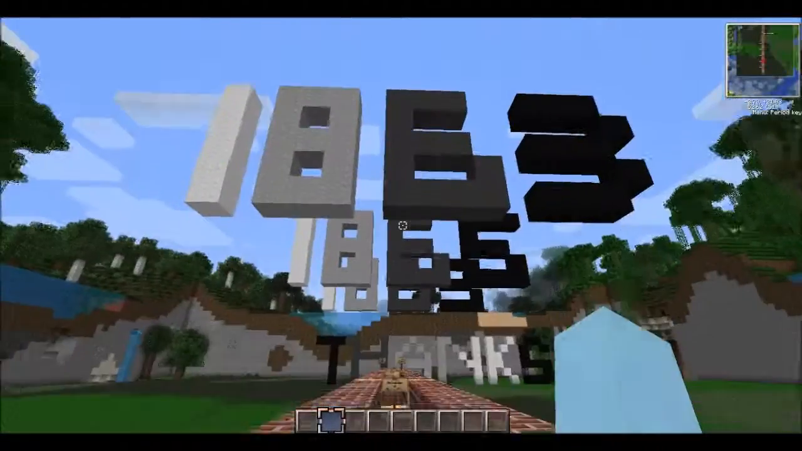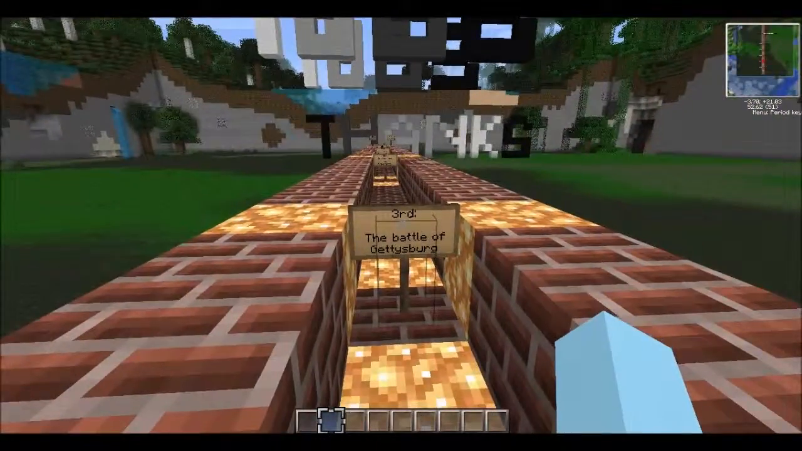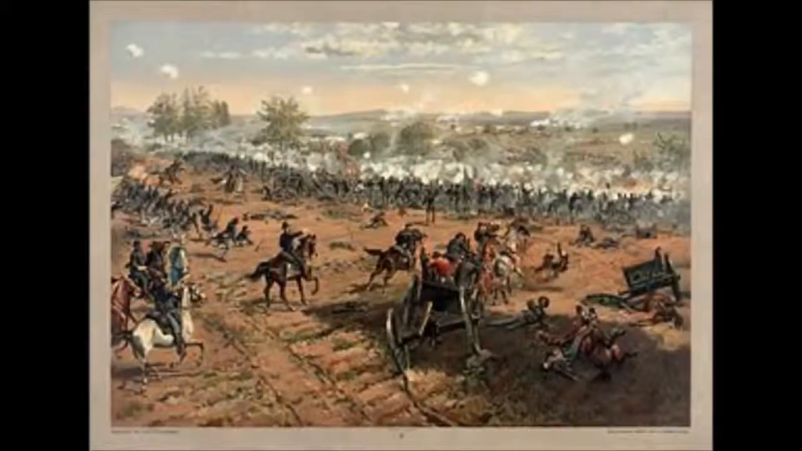In 1863, the Battle of Gettysburg occurred in July. The Battle of Gettysburg was fought July 1 through 3, 1863, in and around the town of Gettysburg, Pennsylvania. It was the battle with the largest number of casualties in the American Civil War, and is often described as the war's turning point.